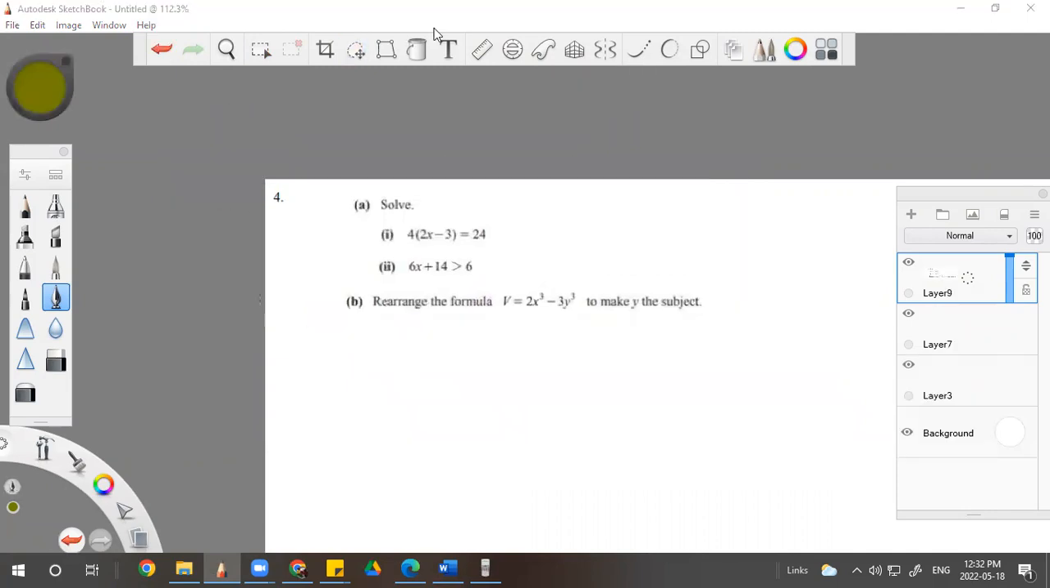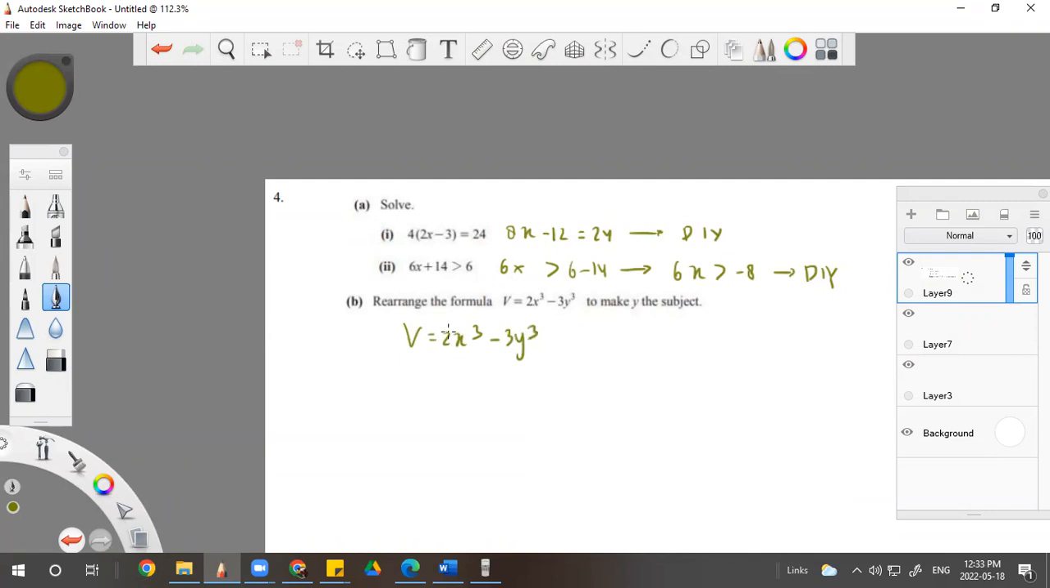So for number 4A, piece of cake, you do it by yourself. So 8x minus 12 equals 24. And then do it yourself. And this one, 6x more than 6 minus 14. Continue, 6x more than negative 8. Do it yourself. And rearrange the formula, v equals 2x cubed minus 3y cubed.